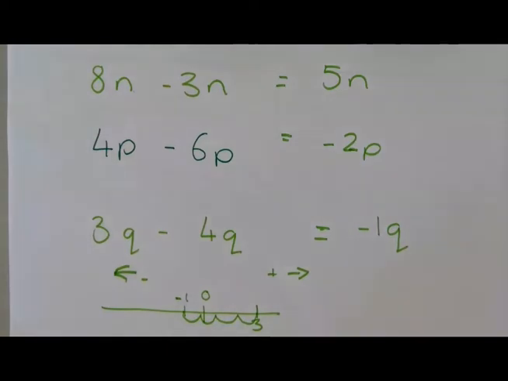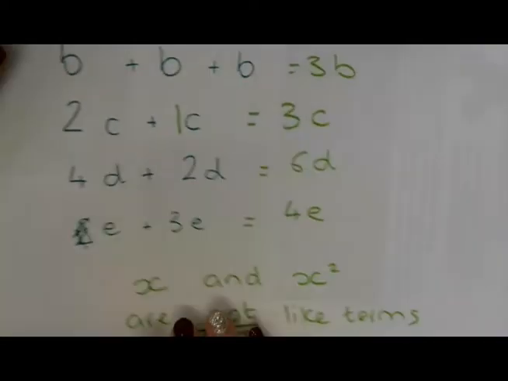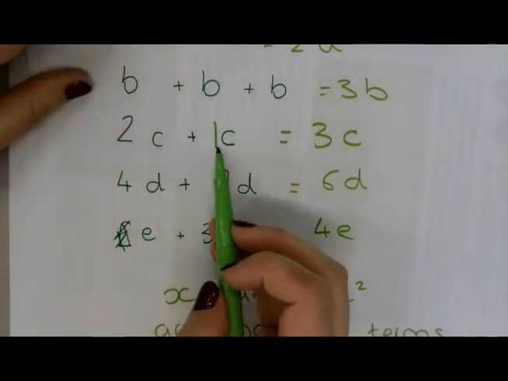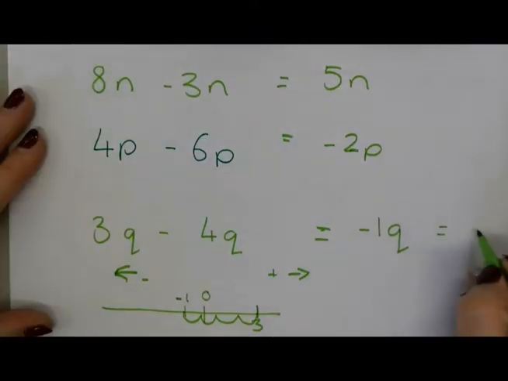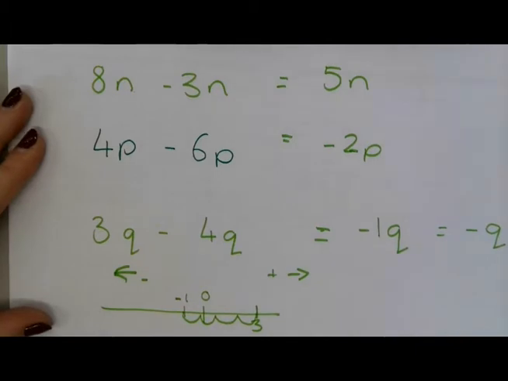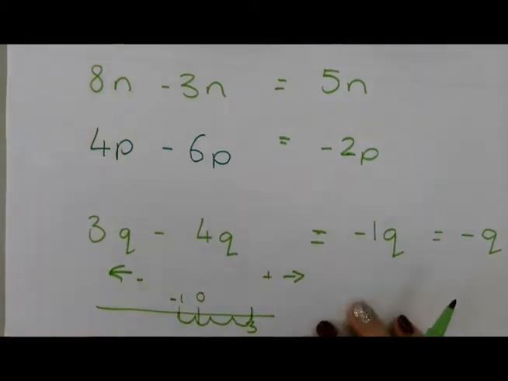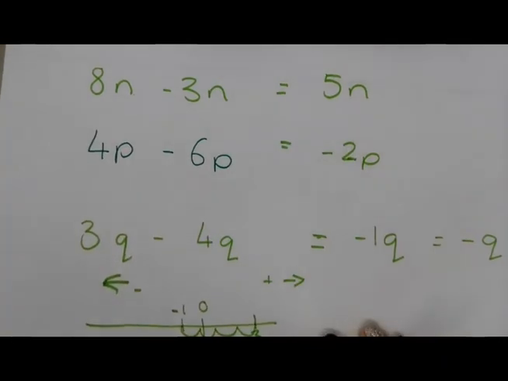And from what we said before, we don't need to write the 1, so we can actually just leave that as negative q. The negative's important, but the 1 isn't. Right then, so that's the first 2 pages of those.